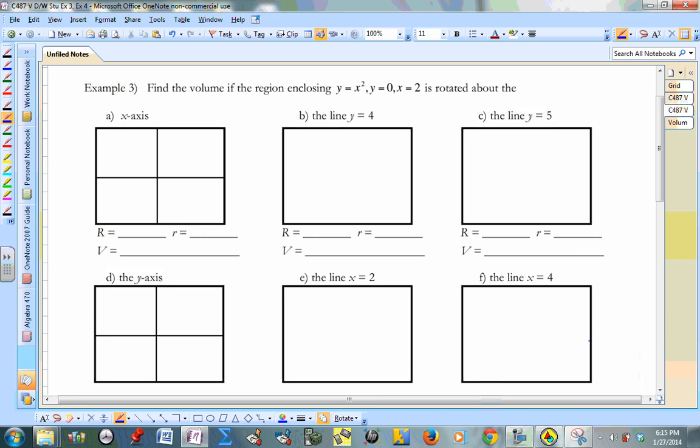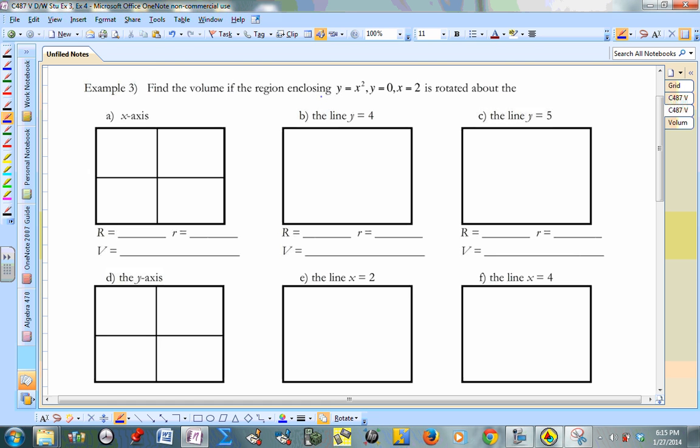Okay, now let's turn in your note packet to example number 3, and we're going to go over a couple of these problems together. You see in example number 3, they're going to give us one region to work with, and then we're going to find the volume of 6 different solids based on revolving the region around 6 different axes of revolution. So let's get started.